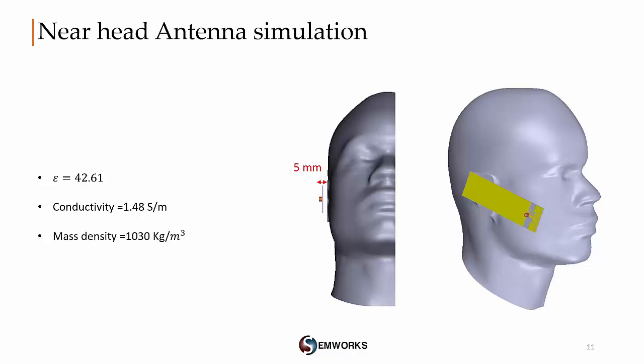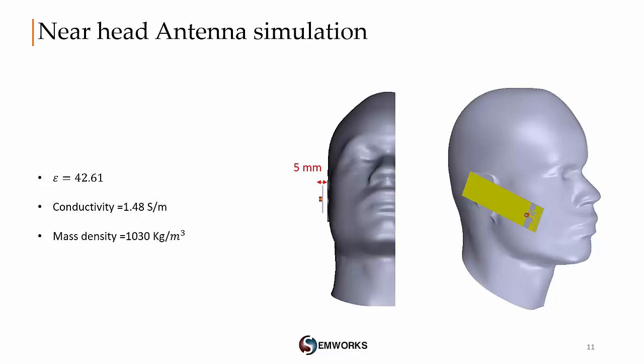Since the modeling of the biological body is somewhat difficult because it is a lossy dielectric material, the dielectric properties such as the permittivity and the conductivity of the human body play a significant role in the interaction between the electromagnetic waves and the biological tissue. So, a single material is assigned to the head part with equivalent material properties that are modeled closely to the real human head. We have here a permittivity of 42.61 and conductivity of 1.48.